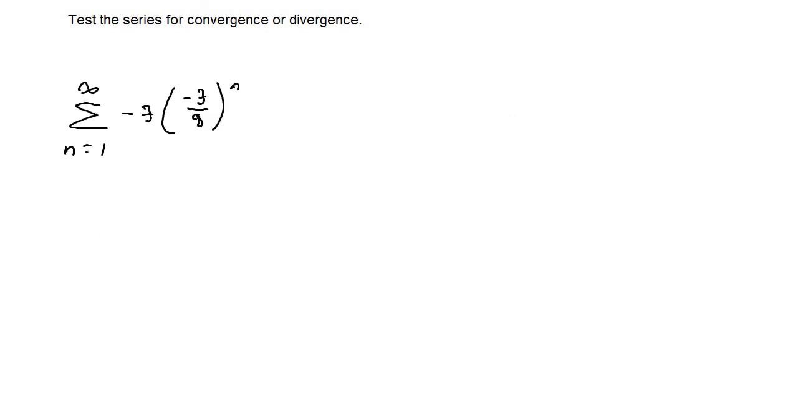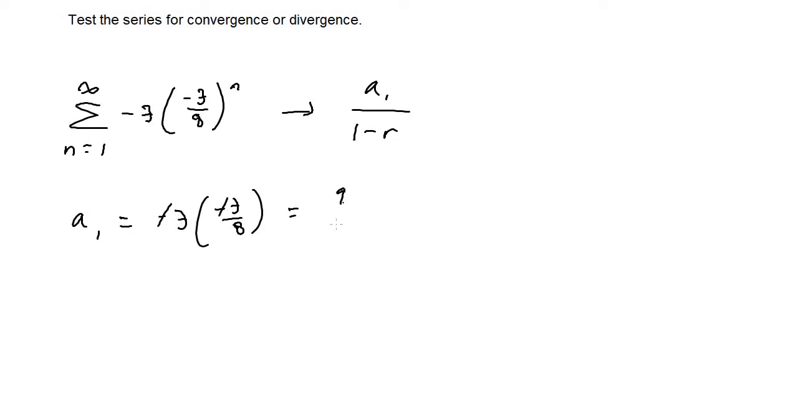Now in order to find what this geometric series actually converges to, we can just use a simple formula where we take a sub 1 over 1 minus r. Now a sub 1 is just the first term in the sequence, so if we calculate a sub 1, once again, we start at n equals 1, so all we have to do is plug in 1 for n, and we get negative 3 times negative 3/8 to the first, which is just negative 3/8. Notice negatives will cancel, and so the first term is going to be 9 over 8.